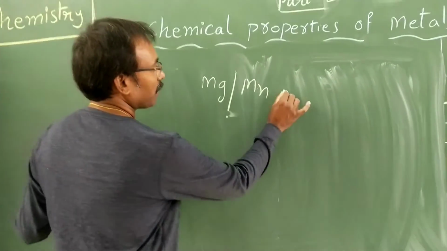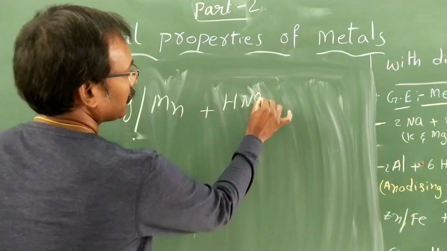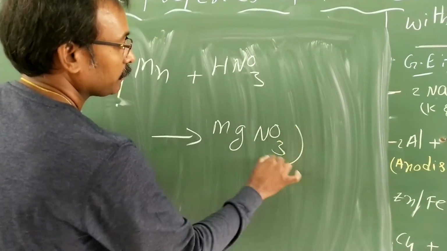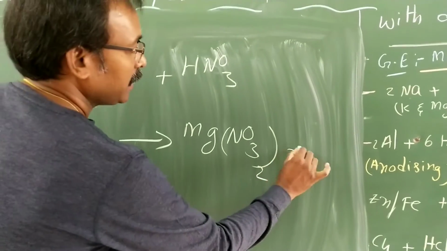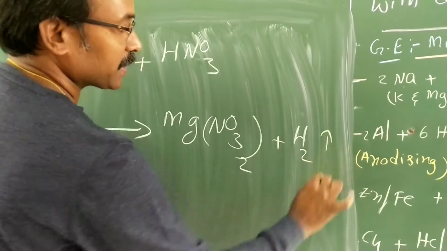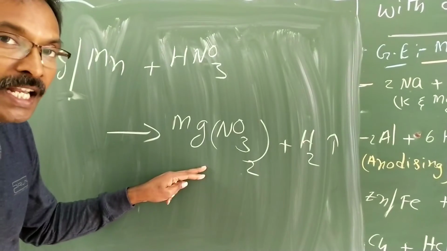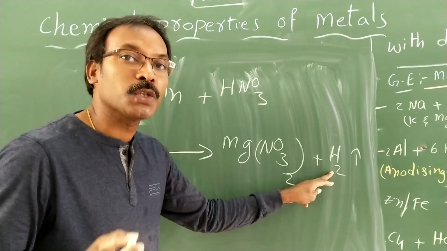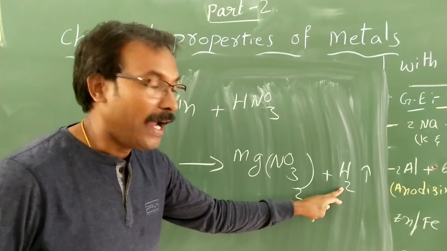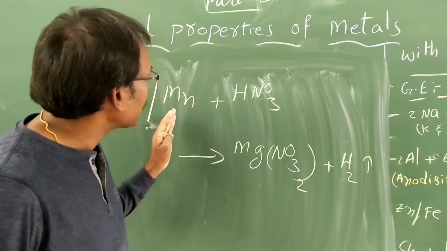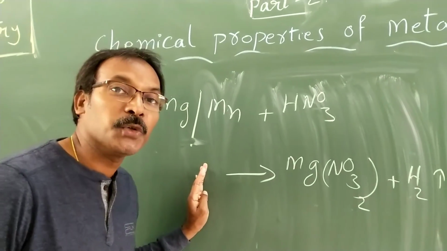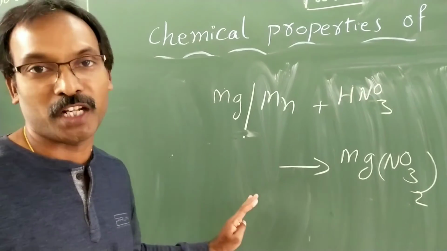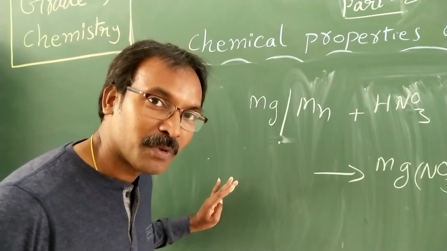So if you take magnesium in the presence of nitric acid, it produces magnesium nitrate and hydrogen gas is produced as it is. There is no difference. But in general, if you take the other metals, this hydrogen further oxidizes to water, and the nitric acid is reduced to dinitrogen oxide, nitric oxide or nitrogen dioxide. Yes, got the clarity about this?